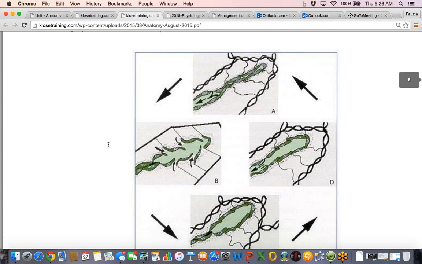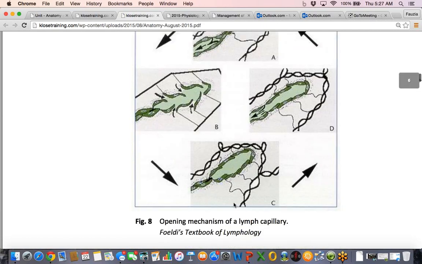This diagram is showing you how the lymph gets into the small lymph vessels. And here you see a collapsed lymph, and then when there's a greater pressure in the fluid around the lymph, there are some anchoring filaments that will pull open these areas of the lymph, and you'll get lymph flow into those little capillaries, and then this valve will open, and that lymph will then move through the body.